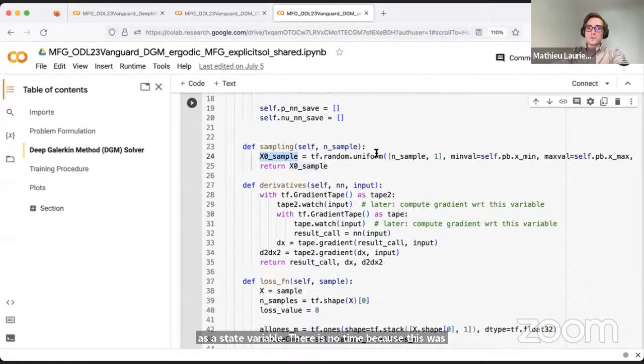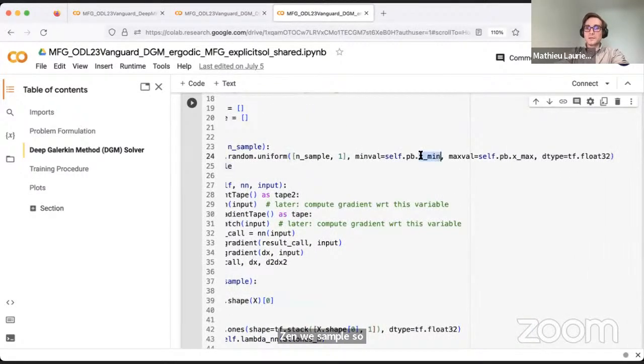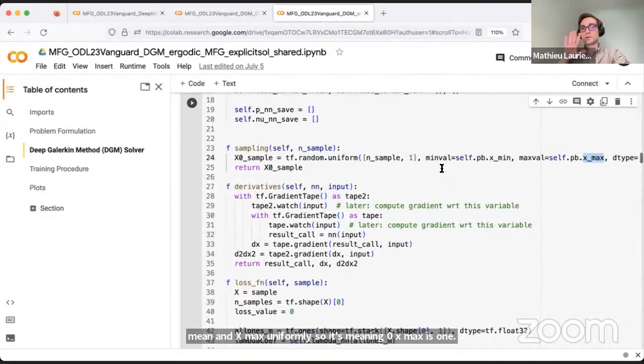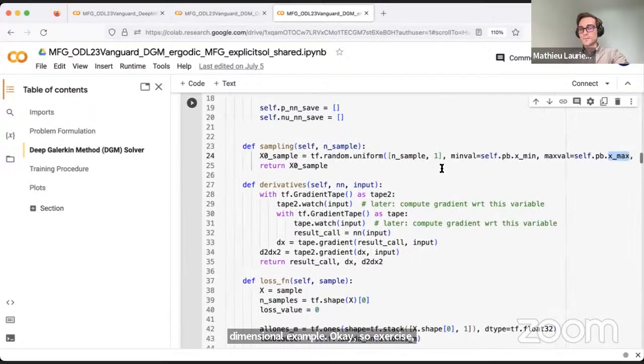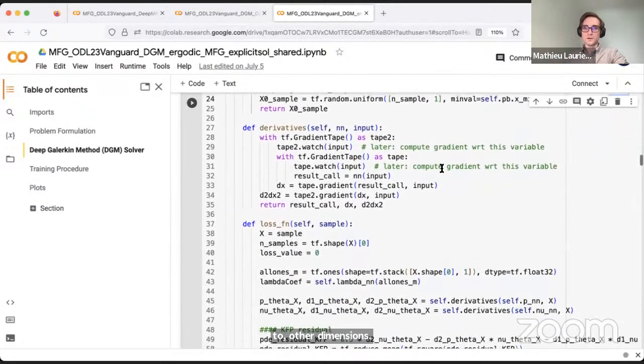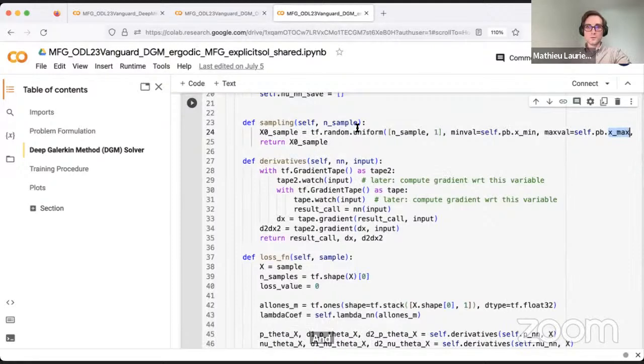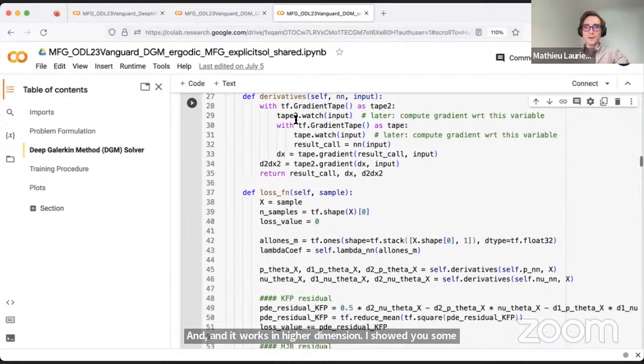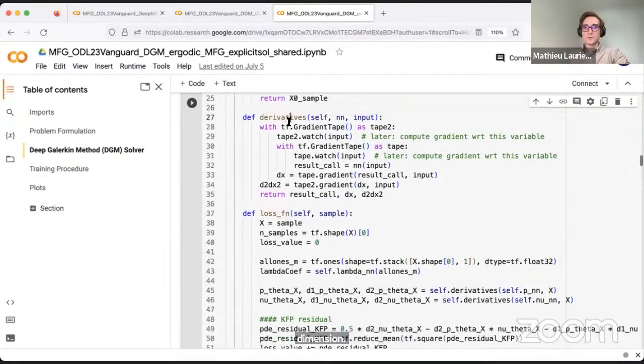Then we sample. Here, we sample between xmin and xmax uniformly. xmin is 0, xmax is 1, because we are on the unit torus. And this is for a one-dimensional example. Okay, so exercise: generalize it to other dimensions, and it works in higher dimension. I showed you some results, so you can really extend it. This is to compute the derivatives. Here you see we need a double gradient because we need the Laplacian. In this ergodic system, there is a Laplacian, so we need a second order derivative.